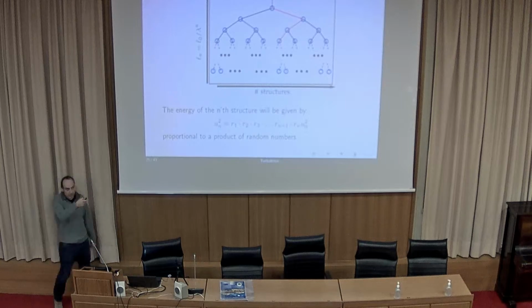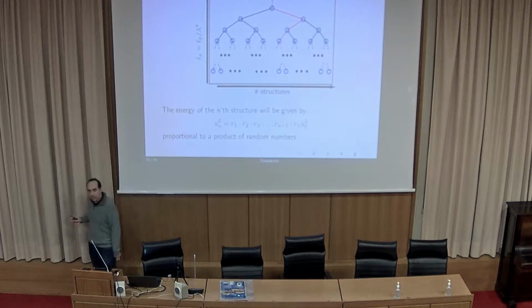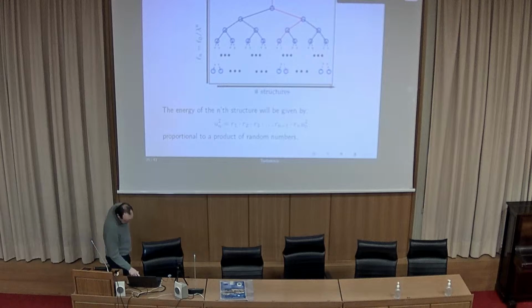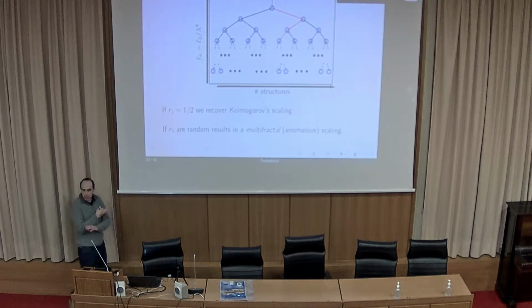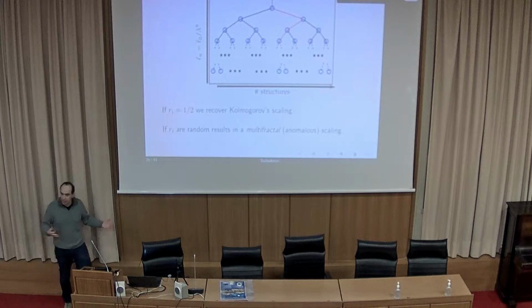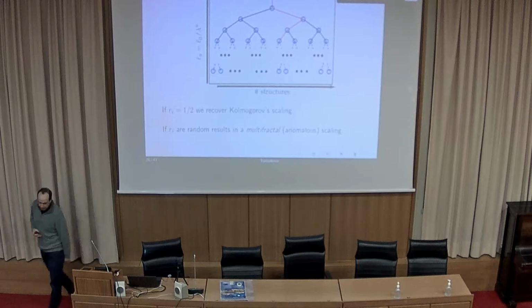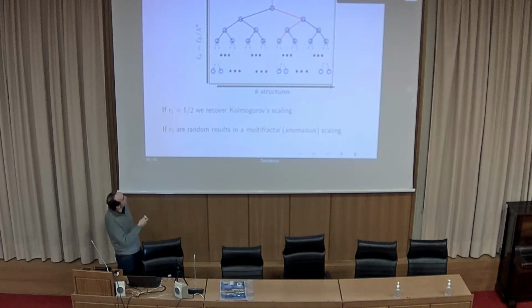It will be the initial energy up here times R1 times R2 times R3. So it's a product of random numbers. And this product of random numbers makes the whole difference. So if it was 1/2, then we completely recover the Kolmogorov scaling. If, however, it's random, we will end up with something that we call multifractal scaling, or anomalous exponents, and I will explain a little bit why we call this multifractal.